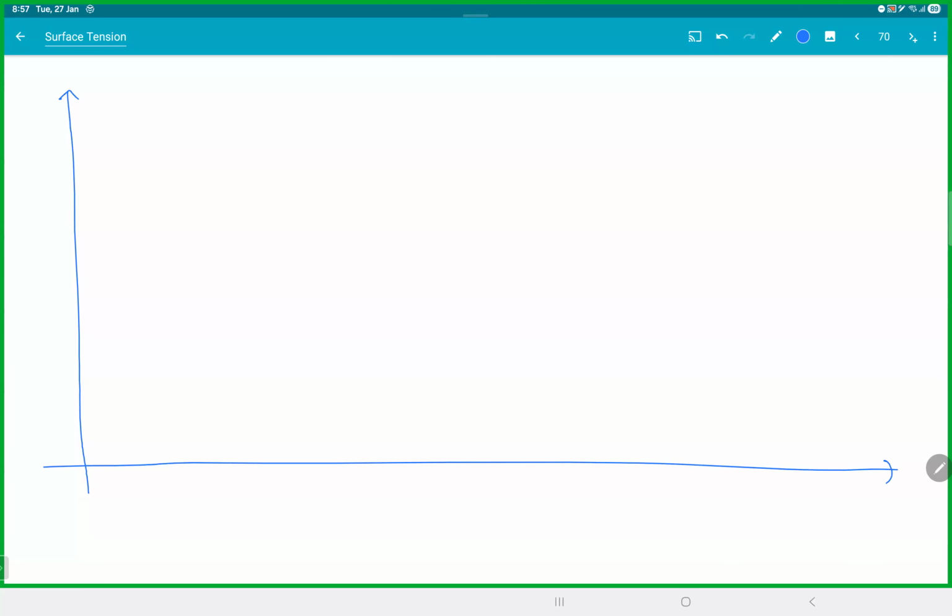Initially, both the heights are 0. I'll use the red one. So h1 will initially increase, increase, increase. This is the point where h is 2s cos theta by rho g r. The left side capillary will reach maximum. This is your h1. During this time, what is h2 doing? I'm drawing it in green. h2 is doing nothing. h2 is 0.